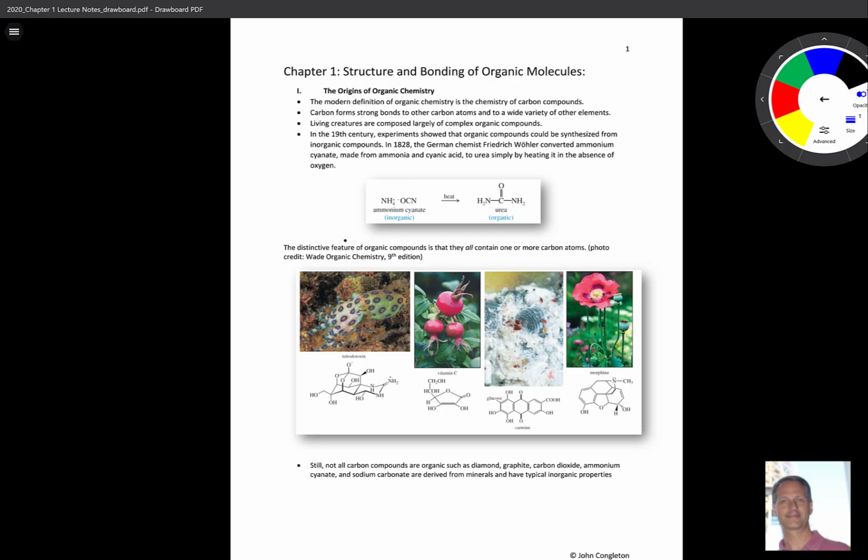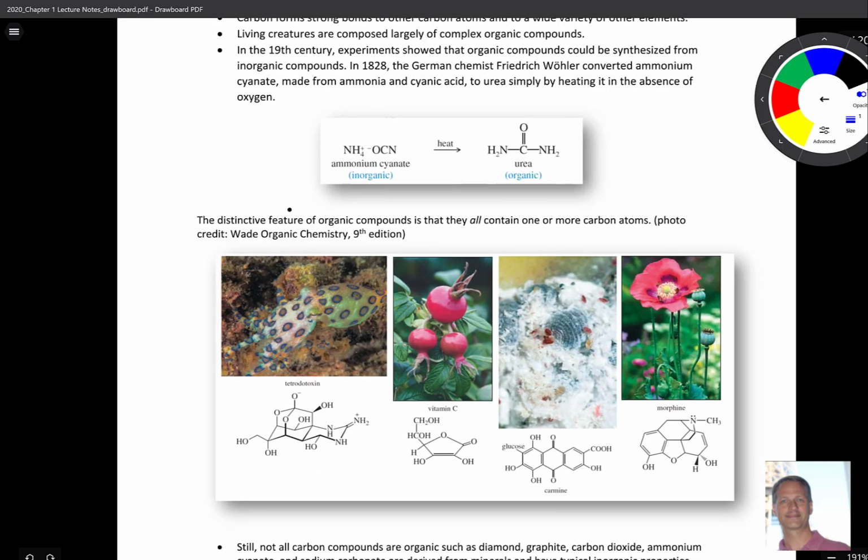The distinctive feature of organic compounds is they all contain one or more carbon atoms. Here's a nice little photograph from our Wade textbook, which shows a variety of different chemical compounds. We see vitamin C, something perhaps familiar to us all, and morphine, and a couple other carbon compounds that are quite complex too. Now that being said, not all carbon compounds are considered to be organic, right? Diamond is just a bunch of carbon atoms, and same with graphite and carbon dioxide. These are molecules that have carbon but are not considered to be organic molecules.